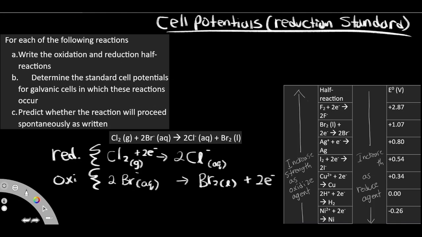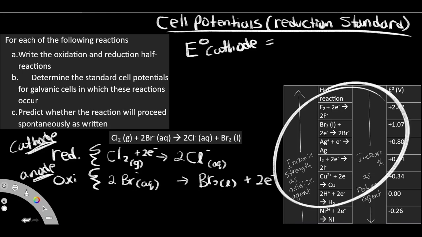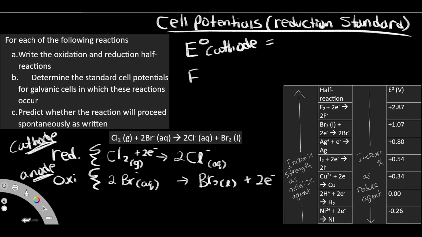Next, determine the standard cell potentials for galvanic cells in which these reactions occur. So I know we already decided that this one here was the reduction. Remember, for the ones that are being reduced, they are on the cathode end, whereas the ones that are being oxidized are the anode end. We could write over here that the E standard cathode is equal to a particular value. Again, we don't have it here in this chart. And the E standard anode is going to be another particular number. Again, it's not in this chart either.